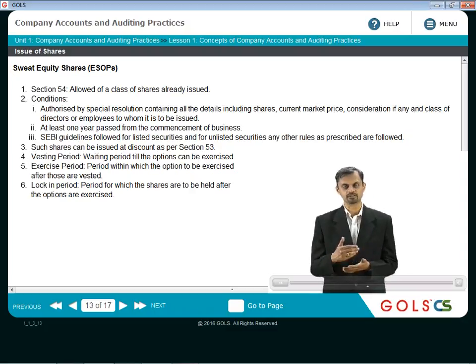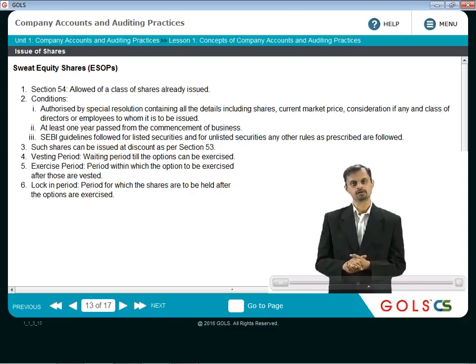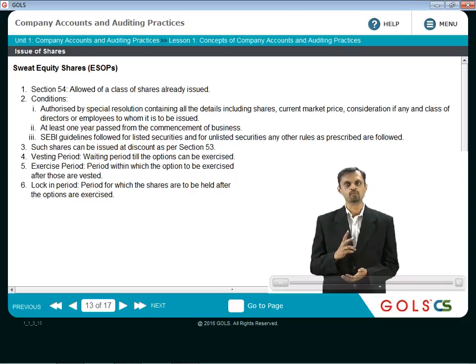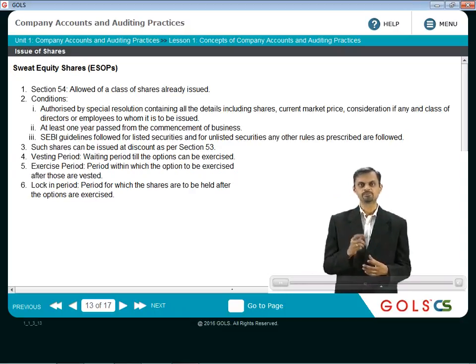The objective is that for the next 1 year those employees have to be in the company. Otherwise they will take the shares, quit the company, and join some other company. Then that defeats the whole purpose of sweat equity. Another purpose is not only to reward good performing employees, but also to encourage them to continue to be with the company. So that is why there is some waiting period. That is called the vesting period. So suppose the vesting period is 1 year, then after the 1 year is over, the employees can exercise this option and take the shares.